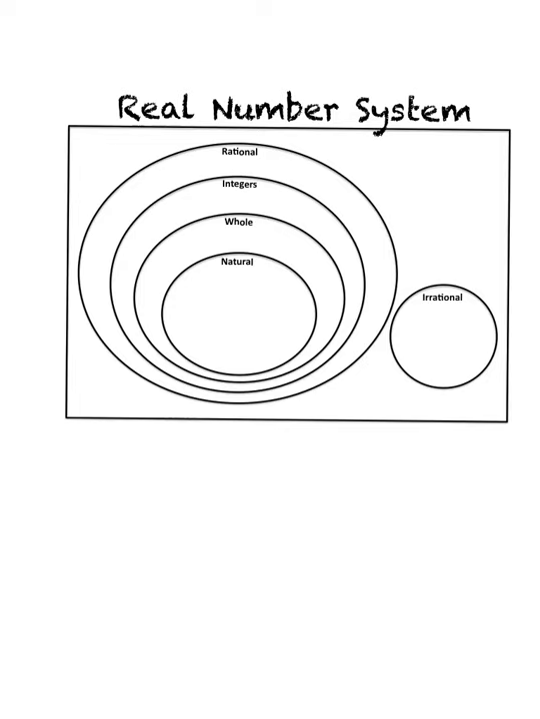Hey class, today we're going to review the real number system. First, we have a Venn diagram, and this Venn diagram already helps you label natural numbers, whole numbers, integers, and rational numbers. And we talk about irrational sometimes.